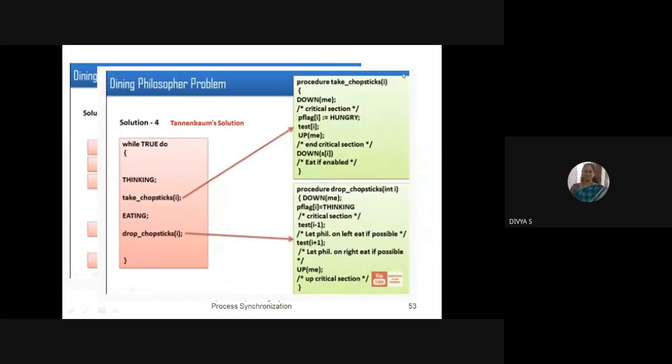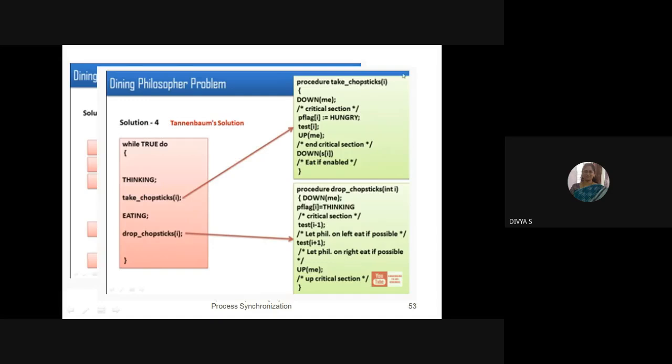Now, if you see in detail, inculcating the first 3 parameters, what are those three parameters? Hungry, secondly, thinking, eating. Thinking and eating. So if so and so philosopher is hungry, then this test instruction will execute.